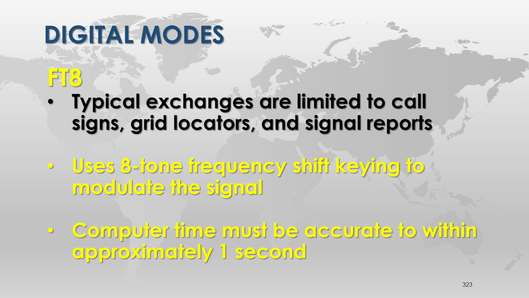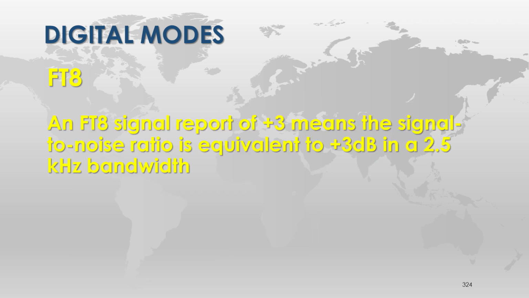Computer time must be accurate to within approximately 1 second. That's why you need time limits. 1 second. Well, it's a 15-second thing. So your window of operation is really tight and it's quick. Yeah, and if you've got good comms with the other station, it's like bam, bam, bam, bam, bam, and it's over with. And a signal report of plus 3 means the signal to noise ratio is equivalent to plus 3 decibels in a 2.5 kilohertz bandwidth.